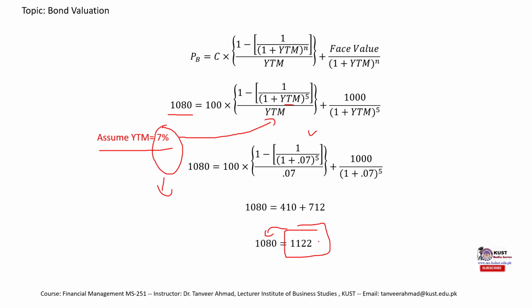So for the next calculation, which YTM value should we assume? Should it be 6%, 5%, 9%, 10%? We do not know the exact number, but we know that it should be greater than 7, because if we increase the denominator, this value would decrease, and we need to decrease this value so that it becomes equal to 1080. So let's assume a YTM of 9%.